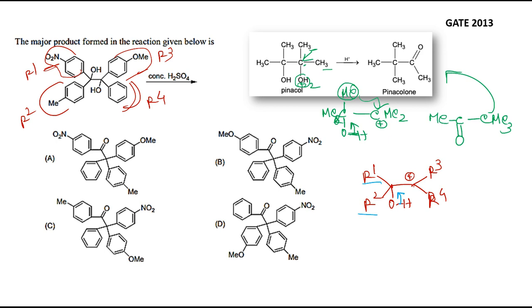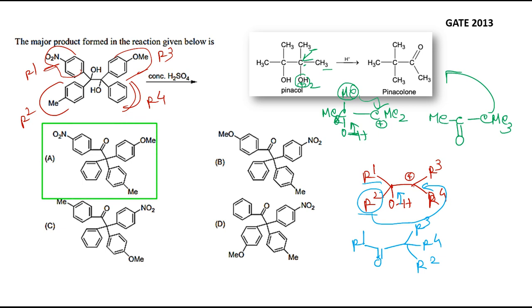But which one will be migrating? Obviously the methyl substituted benzene ring, it is more donating. So that is why R2 will be migrating. So finally what we are getting: R1, C double bond O, and here we have R3, R4, R2. I have already mentioned what R2, R3, R4 are. So only this NO2 substituted phenyl ring will be on one side and all the 3 groups will be on the other side. So option A is matching, right? Okay.